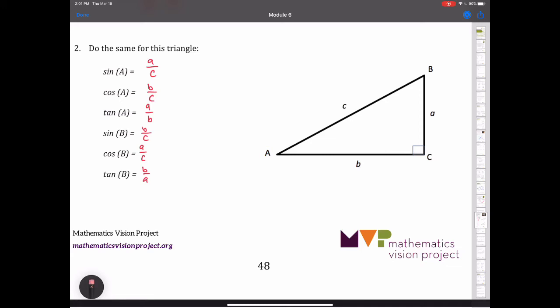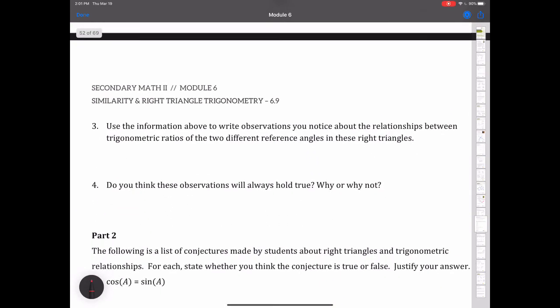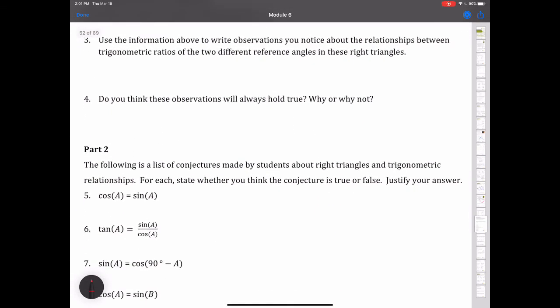All right, we are now going to have a look at question number 3. Use the information above to write observations you notice about the relationships between trigonometric ratios of the two different reference angles of these right triangles. So go ahead, pause the video, write some observations, and we'll reconvene in a moment and talk about it.